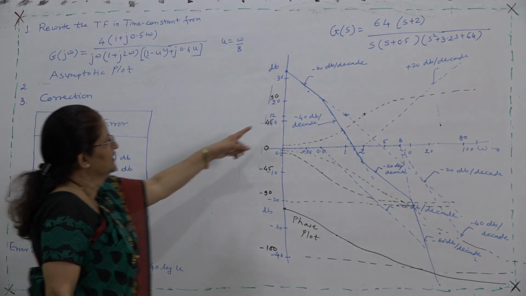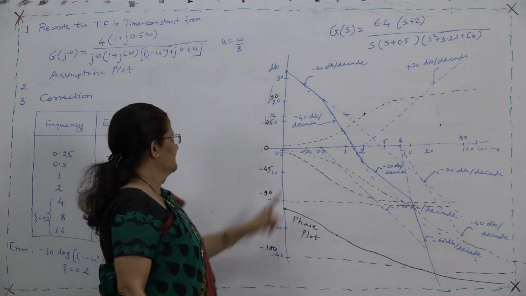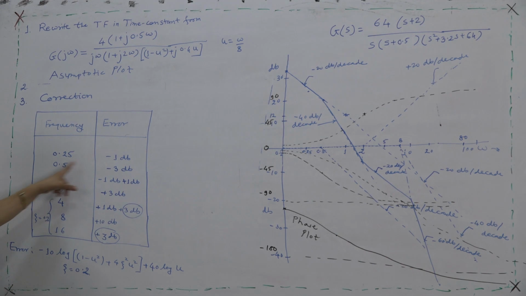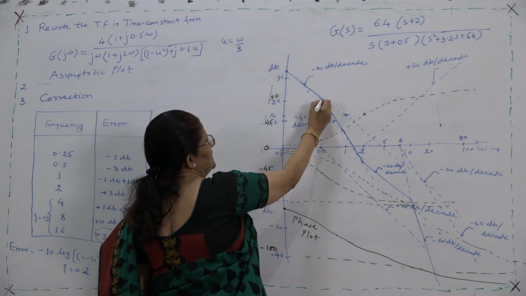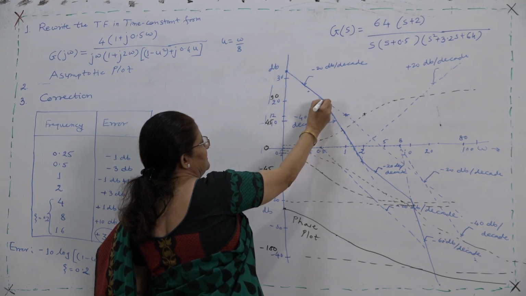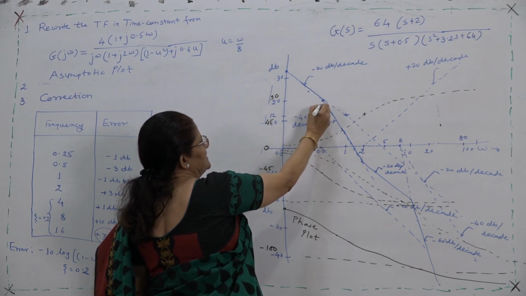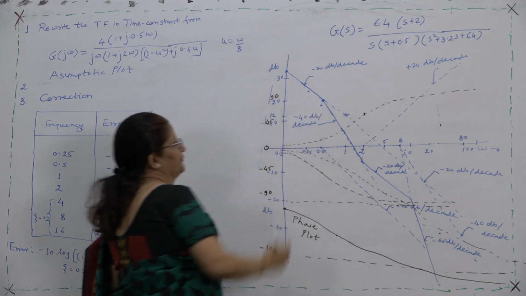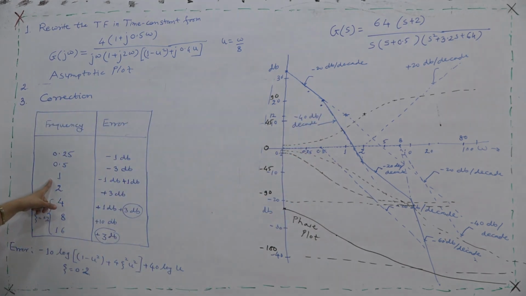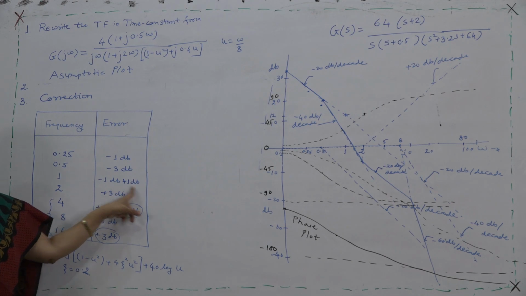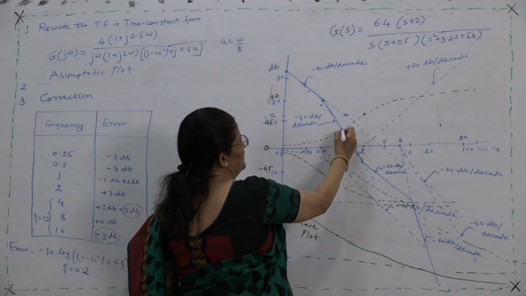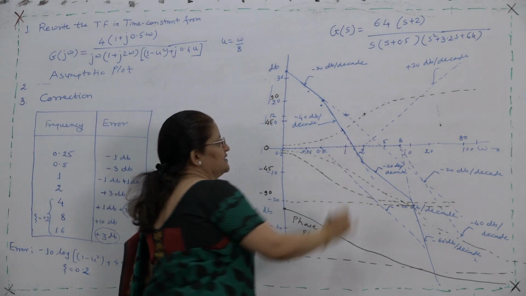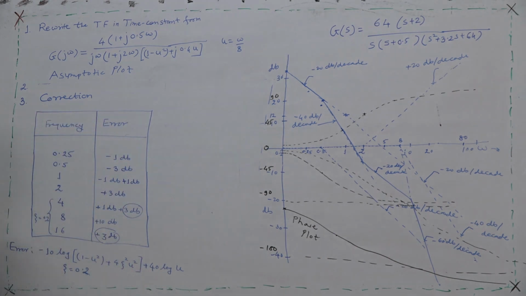As per your scale, you represent that point. At 0.5 it is minus 3 dB. So, whatever is your value, take the minus 3 dB point. At 1 it is minus 1 dB, plus 1 dB, so 0 dB, there is no correction. No correction means at 1 whatever is your value is correct, there is no correction required.